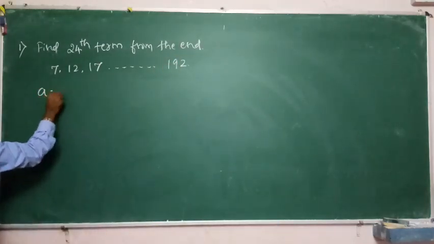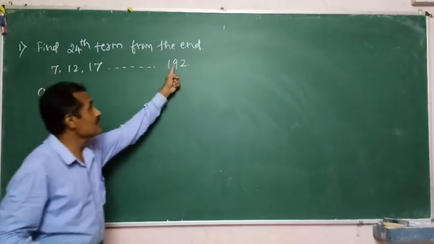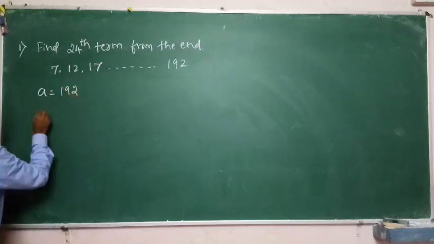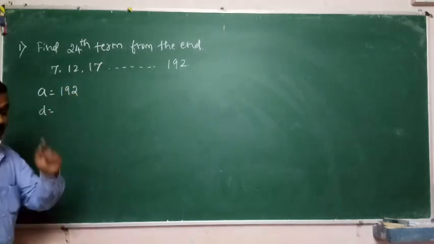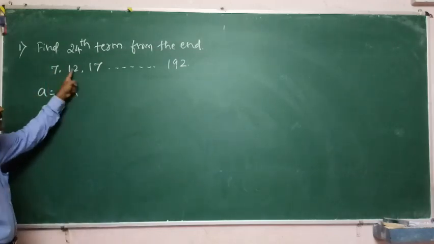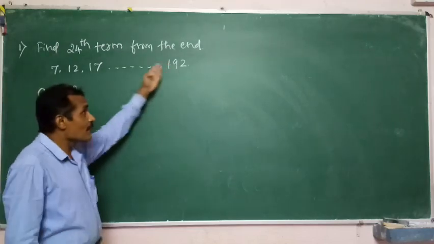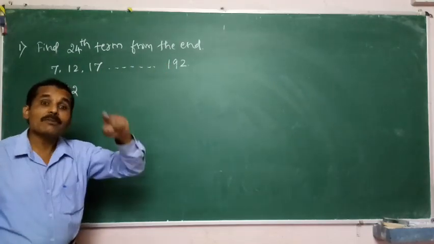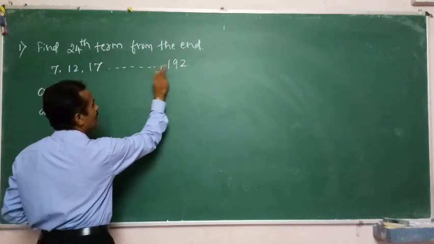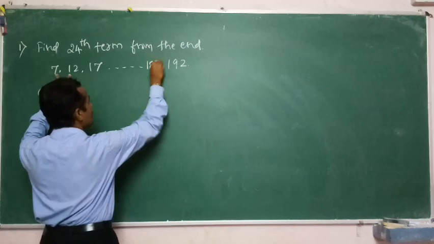Okay, how to start? A is equal to... now this is not A, because I have to find from the end. From the end, this is A. A is equal to 192. Common difference. Listen, student, this is slightly changing now. Second term minus first term is how much? 12 minus 7 is 5. But when you come from here, the difference will be minus 5. Why? I will write one term here. Difference is 5 means this number will be 187.